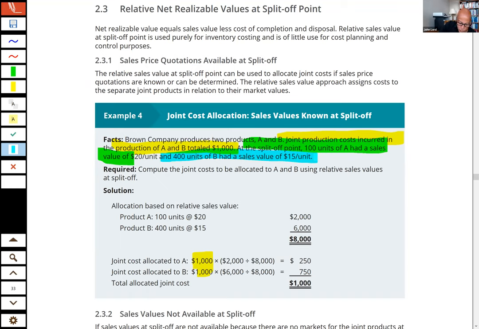I pick up product A, 100 units at $20 a unit, and multiply that out. I pick up product B, 400 units at $15, and extend that out. I have a total sales value of 8,000. And then I allocate my joint cost using the relative sales values at split off.